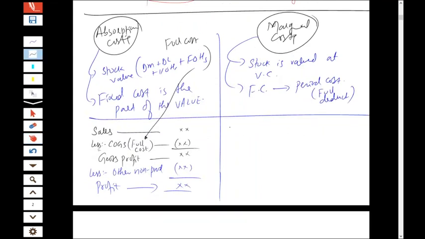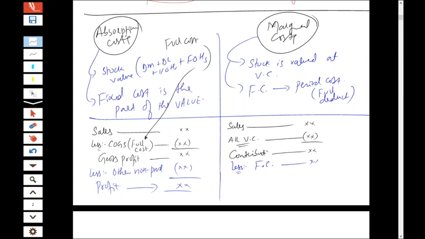And what is the criteria of marginal costing? You take sales and deduct all variable cost, and the resulting figure is the contribution. Afterwards, you deduct fixed cost, the full fixed cost as a periodic cost, and you will have a profit figure. This is the absorption and the marginal costing format of the income statement.